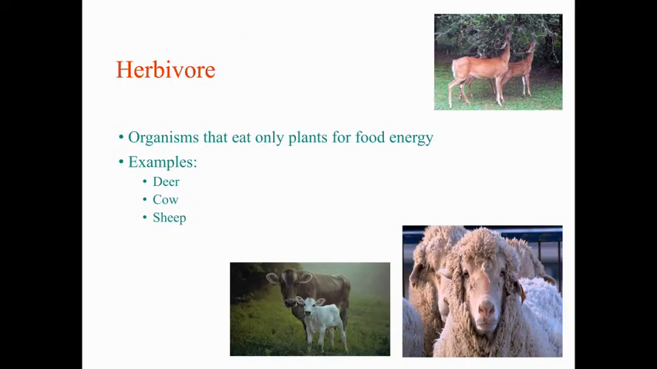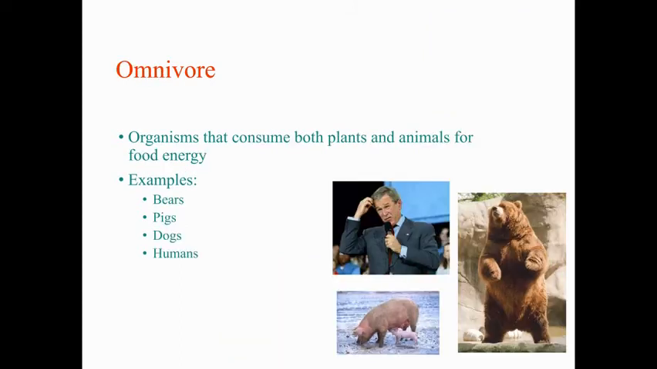An herbivore is an organism that eats only plants for food energy. This includes deer, cow, and sheep. This does not include, for instance, humans, which are omnivores, who choose to eat only plants. You're still an omnivore. Just because you're a vegetarian or a vegan, that doesn't change what you are.